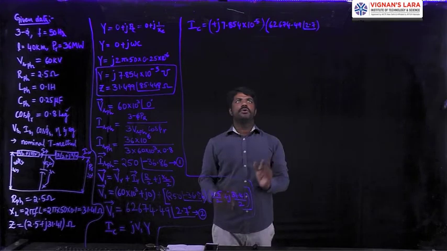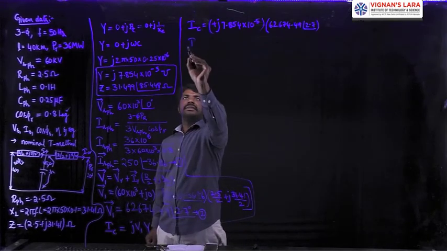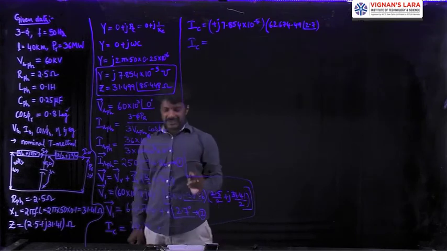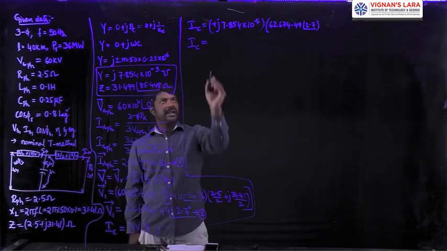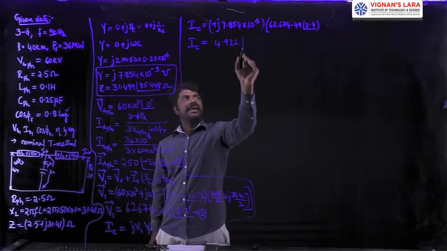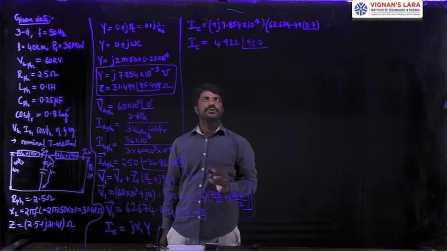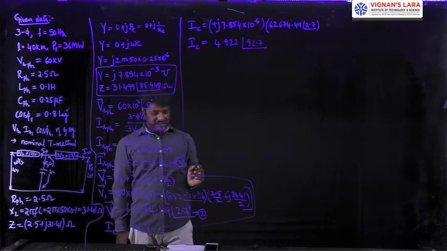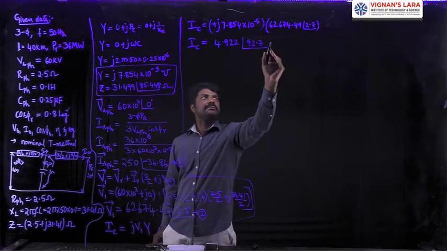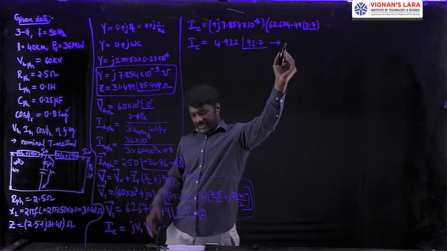Just simple Ohm's law. Multiply them. You will get the capacitive current IC, which is a phasor, that can be obtained as 4.922 amperes, making an angle of 92.7 degrees, a leading current, as I told you. So this is the current IC. Let it be equation 3.